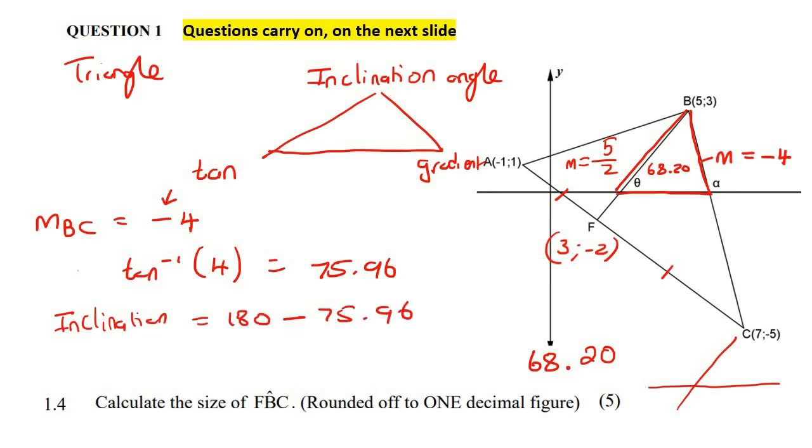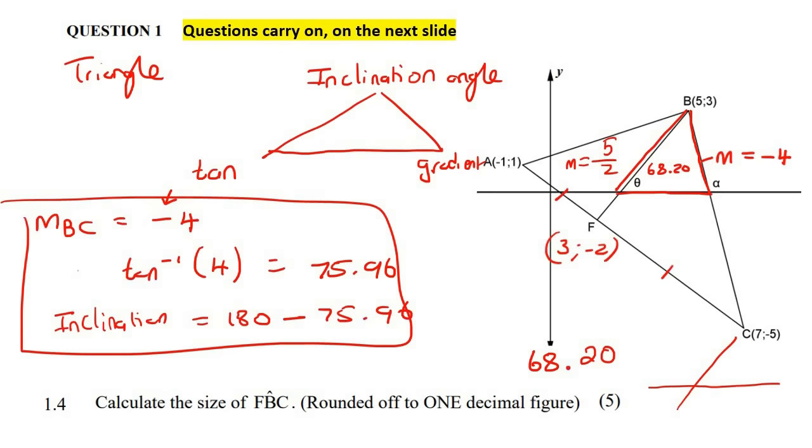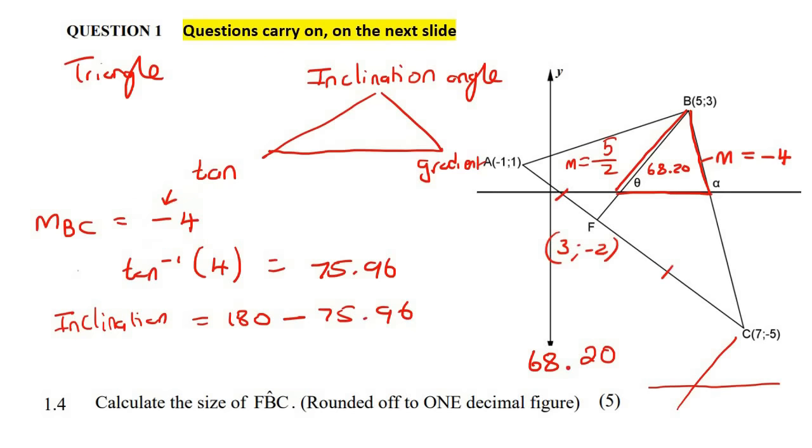This is just something you need to remember whenever the gradient is negative. You don't put the negative into the calculator, you get this number, and then you just say 180 minus that, and this will be your inclination angle, which is 104.04. And remember, your inclination angle is always the angle on the right-hand side. So that would be alpha. So we can say alpha is 104.04.